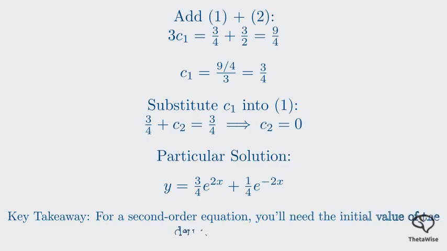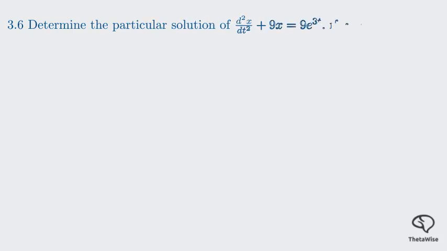A key takeaway is that for a second-order equation, you'll need the initial value of the derivative as well. Question 3.6 introduces a differential equation where the variables are x and t, rather than the more common y and x. The equation is d squared x dt squared plus 9x equals 9e to the 3t. We need to find the particular solution given x equals 1 and dx dt equals 3/2 when t equals 0. The methods are the same, we just need to keep track of the variables.